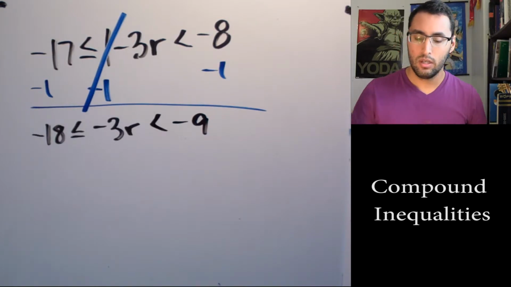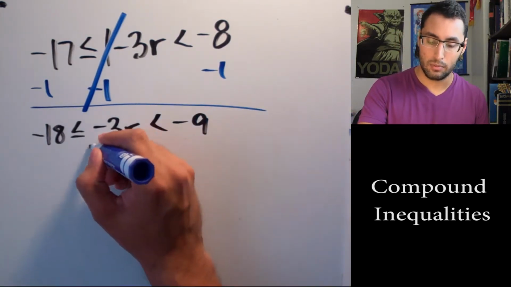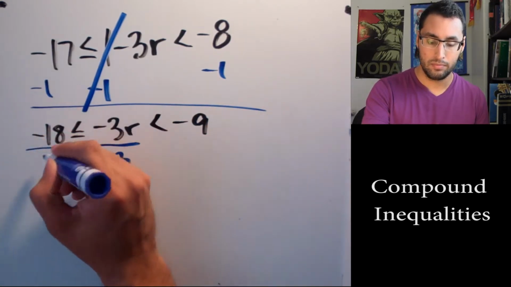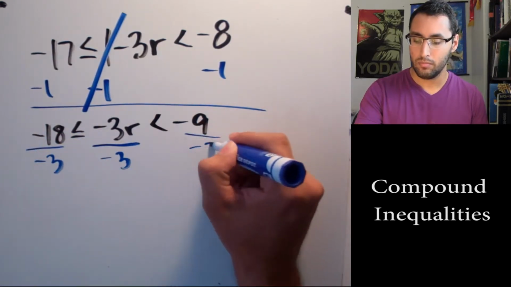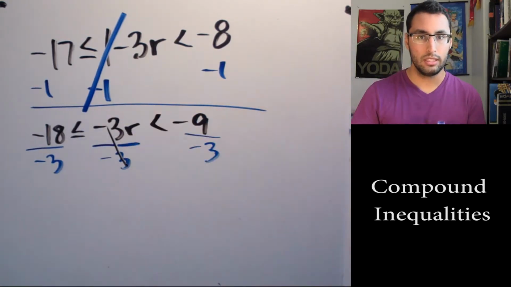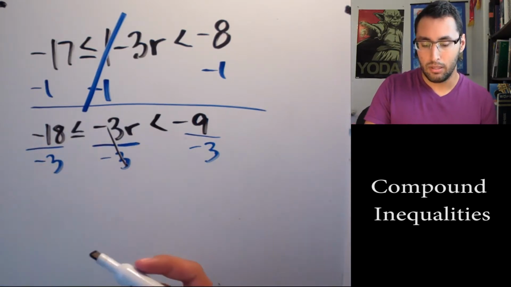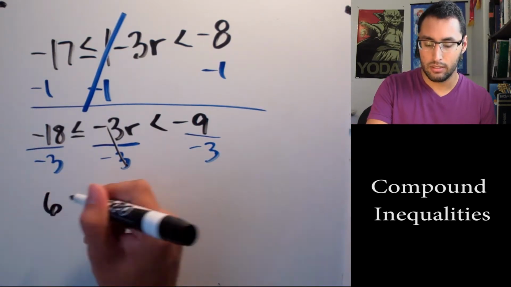Okay, not quite done. We still have this -3. We're multiplying that to r, so we have to do the opposite. We're going to divide by -3. Okay, so in the middle, that causes it to go away because we just did the inverse of multiplying, which is dividing. Negative divided by negative is a positive, so we're going to have a +6 over here.